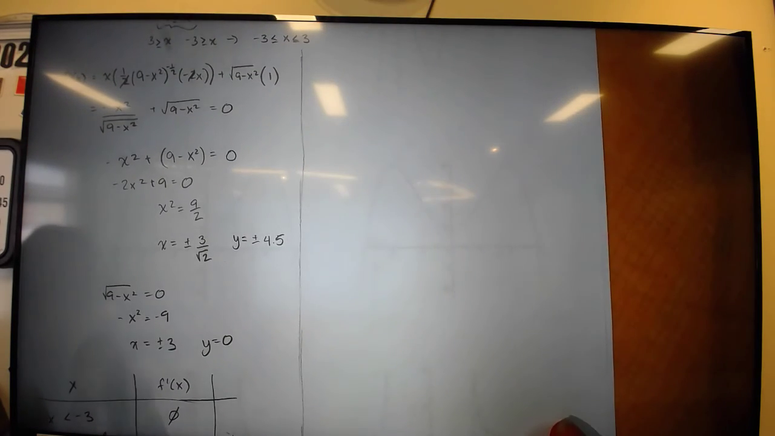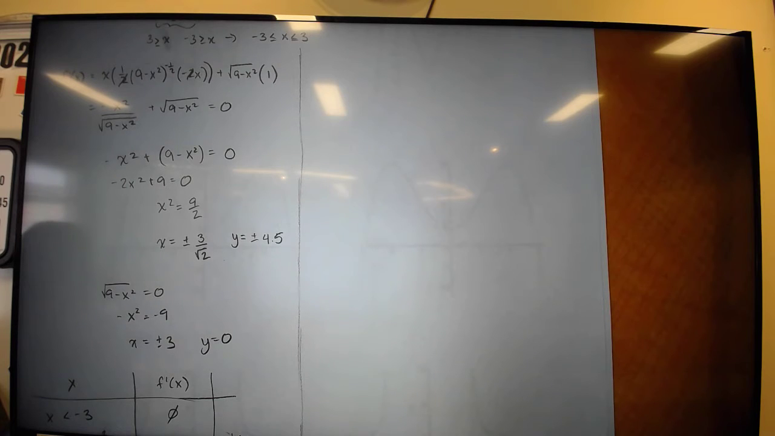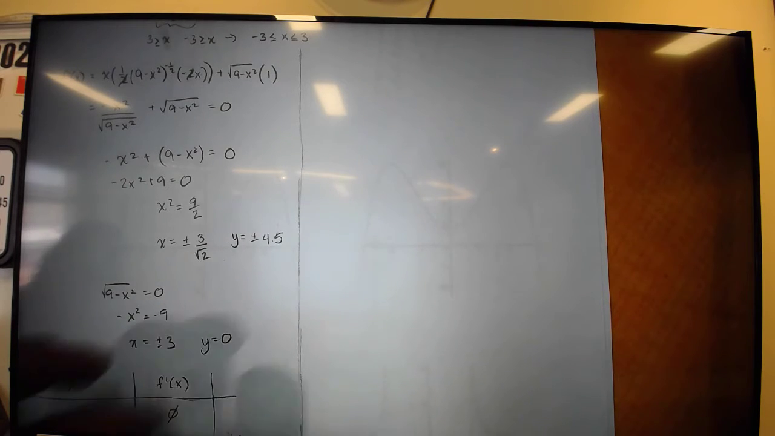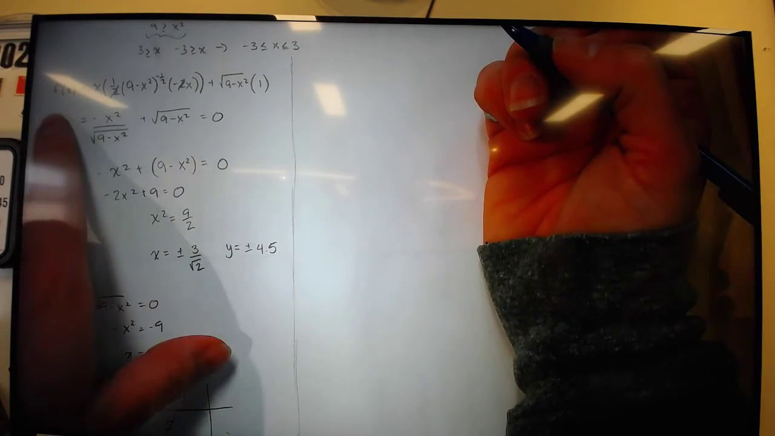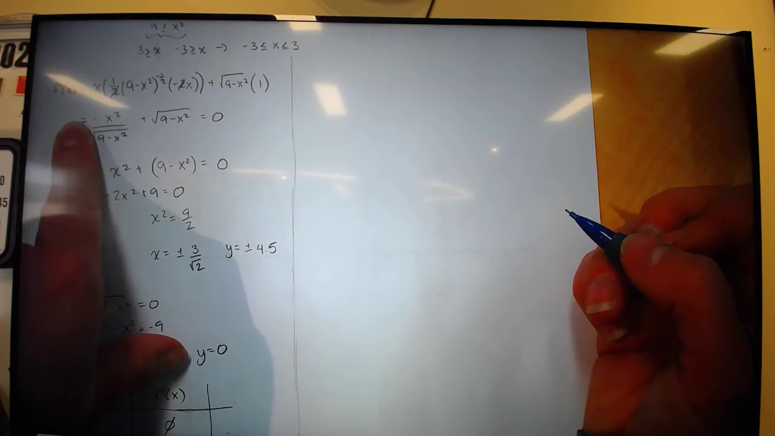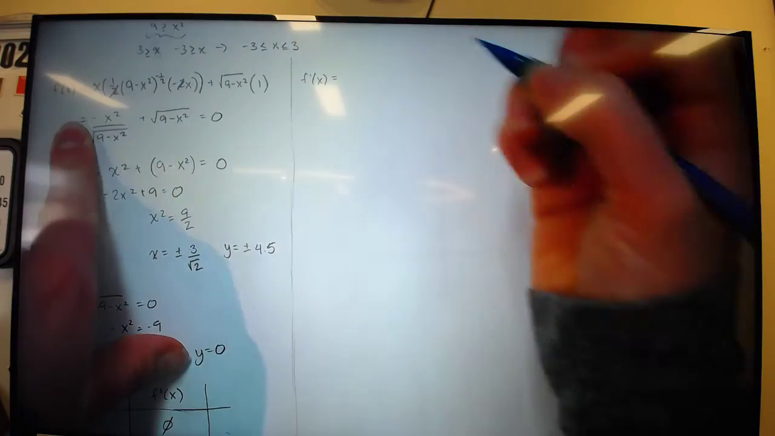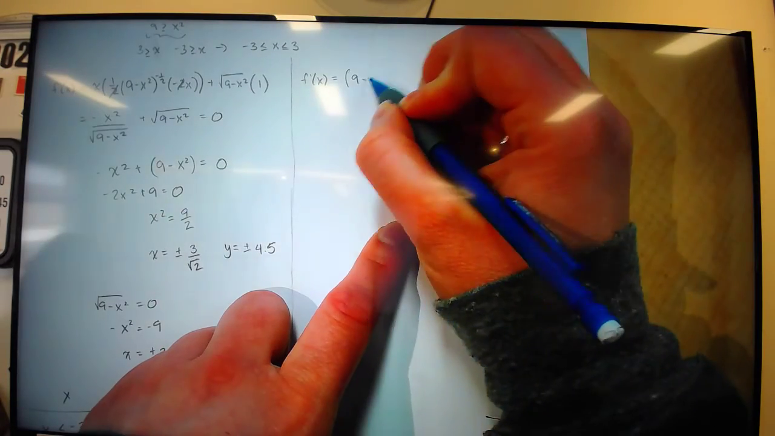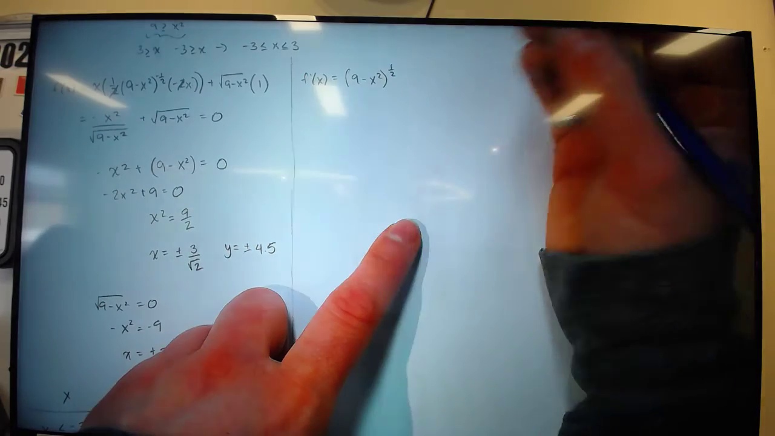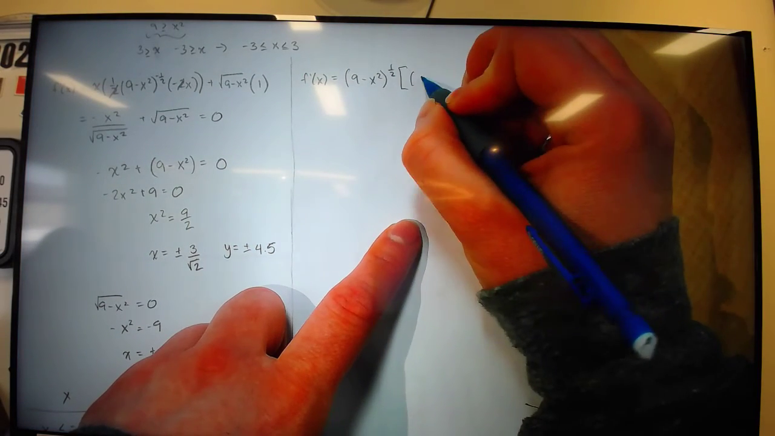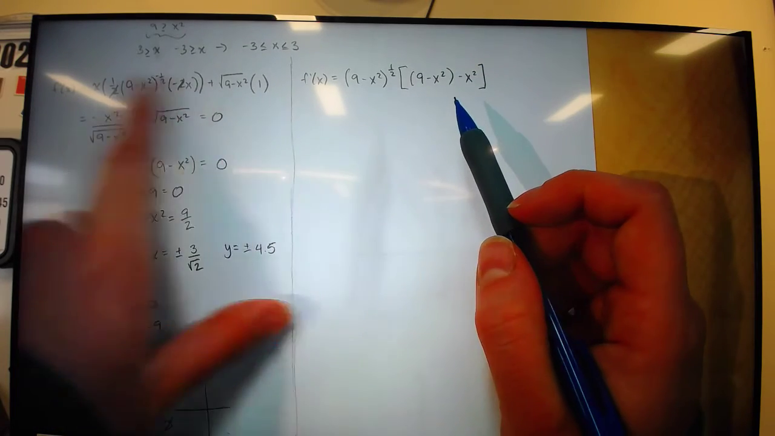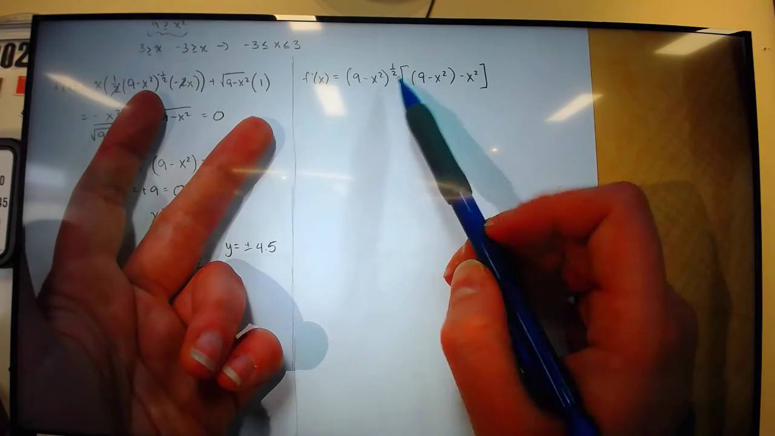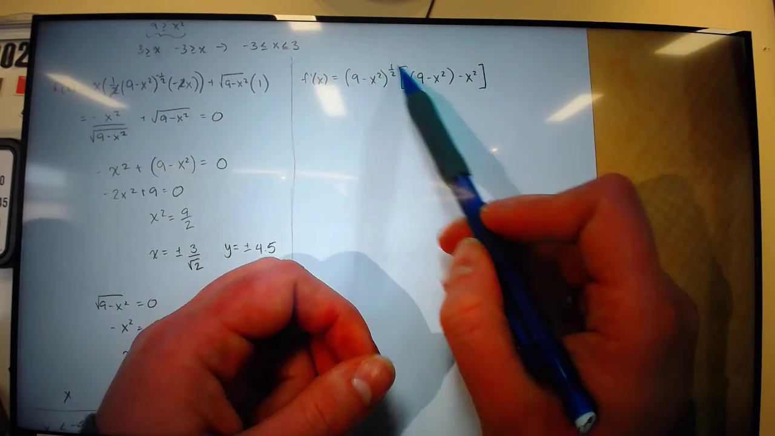So there's our intervals of increase and decrease. Now we're going to do our intervals of concavity. So now we're looking for f double prime. The first thing that I'm going to do is rewrite f prime in a way that's easier to differentiate again. Okay, so I'm going to write f prime at x again. And I'm going to write it as 9 minus x squared all to the 1/2 times 9 minus x squared minus x squared. So I've taken what I had there, I've flipped the order first, and then I've factored out a 9 minus x squared to the 1/2, okay?